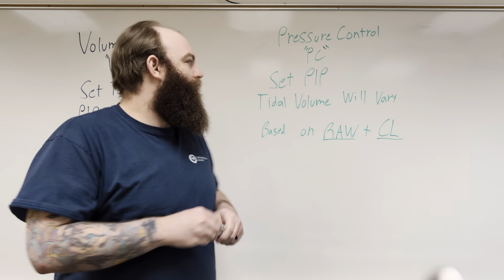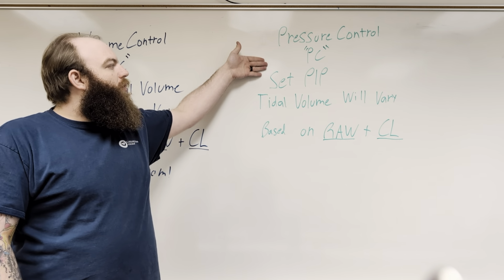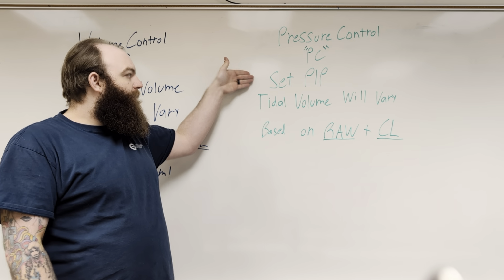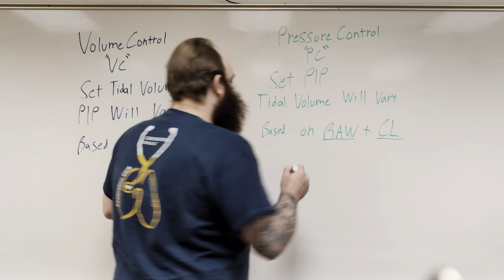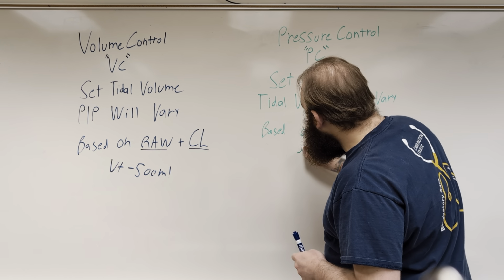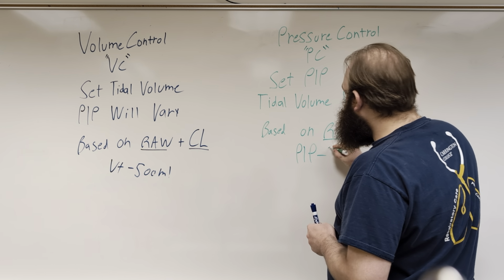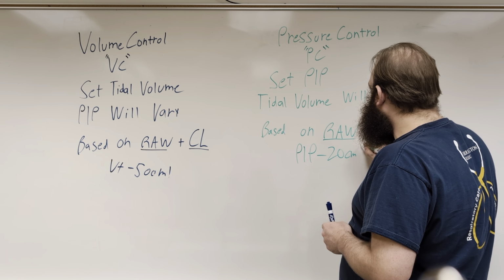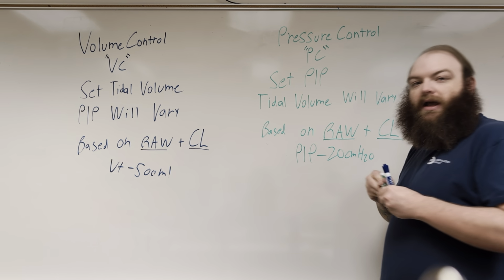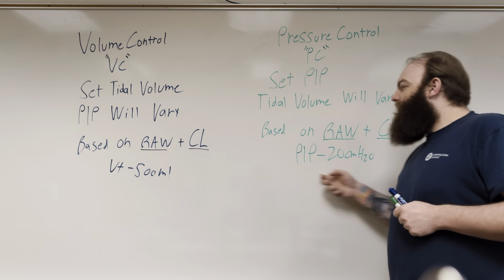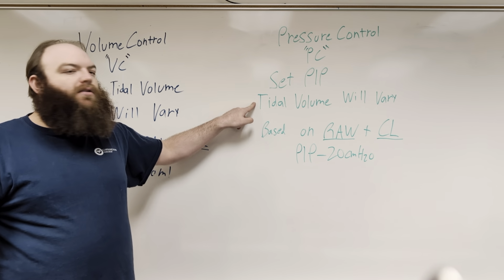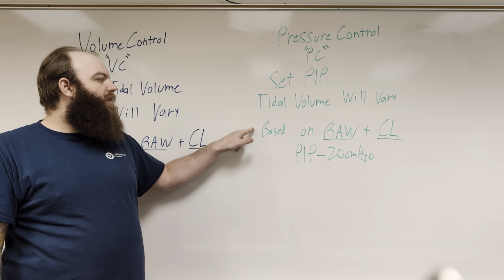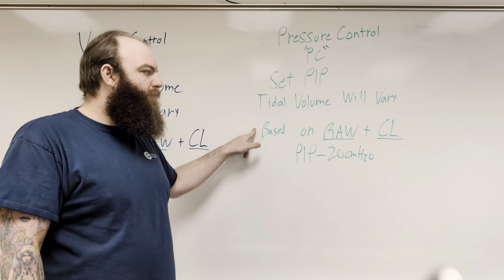Now let's compare that to pressure control. With pressure control, we have a set PIP. Whatever pressure I set, that is what the patient is going to get. For example, we might have a set PIP of 20 centimeters of water pressure. So the patient is going to get 20 centimeters of water pressure during every breath, but their tidal volume will vary based on their airway resistance and their lung compliance.